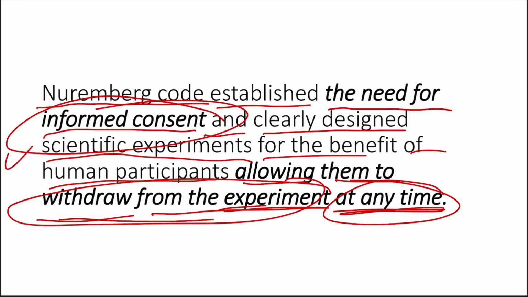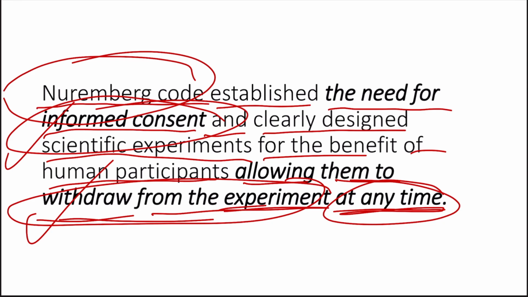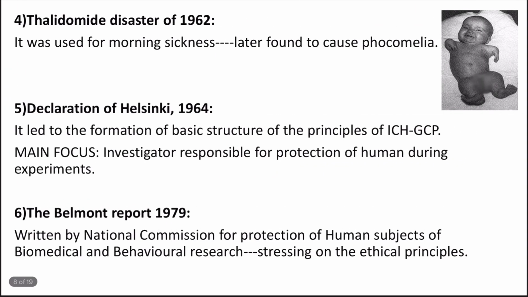So these were the two main things which were being mentioned in the Nuremberg Code, which was formed as a result of several inhuman experiments performed during World War II in the Nazi war camps. Then coming to the next incident, that is the thalidomide disaster of 1962.